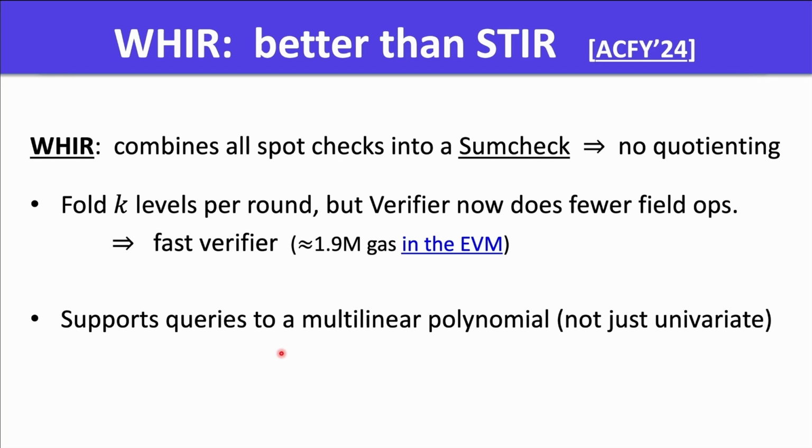WHIR has another benefit. Because of the use of sumcheck, actually it even is more general than FRI. It supports queries to multilinear polynomials, not just univariate polynomials. But how does this all work? Since this requires sumcheck, and we're not talking about sumcheck today, I'm not going to explain how this works. I will say that this is using ideas from the BaseFold paper. And so in some sense, WHIR is a combination of STEER and BaseFold to get the final result. Okay, so this is all I wanted to say about variants of FRI.